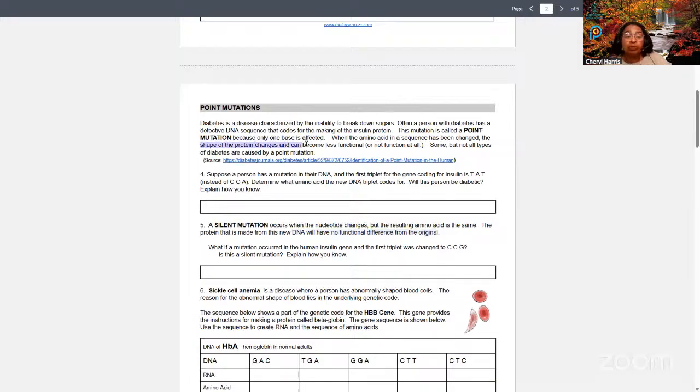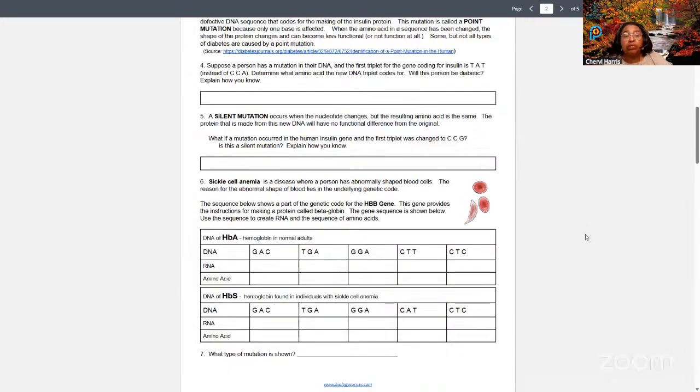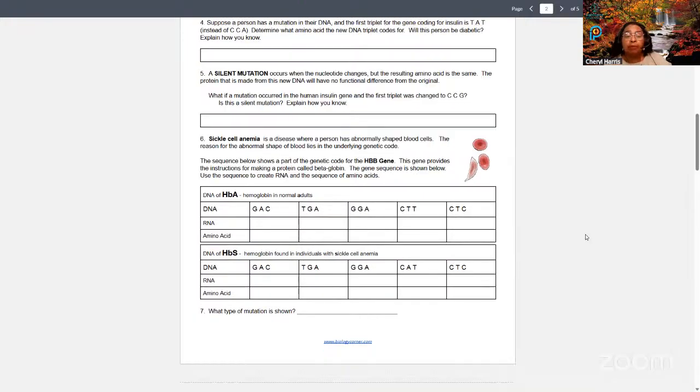The shape of the protein changes and becomes less functional or not functional at all. We have something that has changed the function of the protein, so it is a point mutation. So now we have diabetes and sickle cell as point mutations. All right, make note of that.